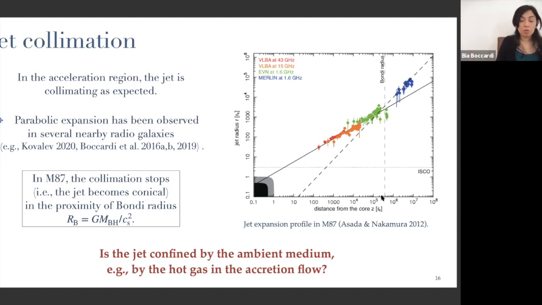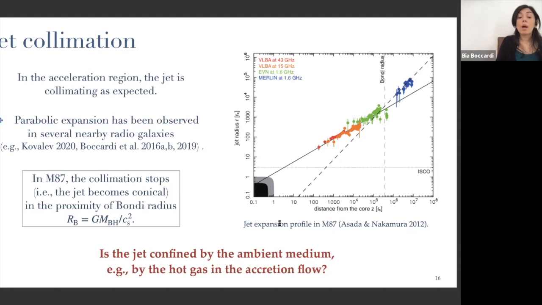This scenario was proposed by Asada and Nakamura, but basically it has been studied only for one source very well. So we don't know if this is actually the case for other sources and if this is correct. In any case, especially in the past couple of years, this parabolic expansion has been observed in several other radio galaxies, and therefore we now have more elements to actually discriminate between different scenarios.